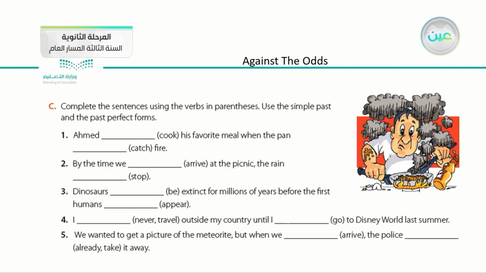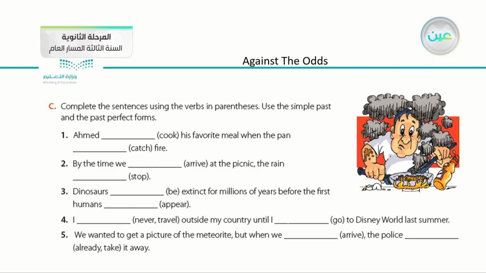So here we have 5 sentences, and in each sentence more than one action is happening at the same time. For example, Ahmed cooked his favorite meal when the pan caught fire. We have just learned what the proper grammatical rule is to use when we have more than one action happening at the same time. You can pause the video right now and try to do this exercise on your own, and after that you can resume it to check the answer. But let's do number 1 together.